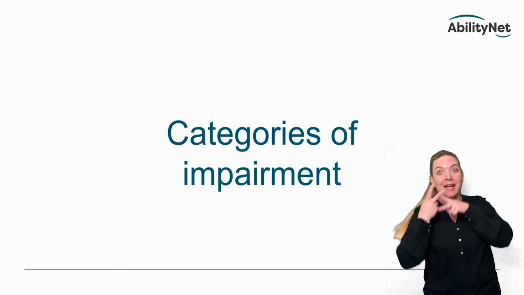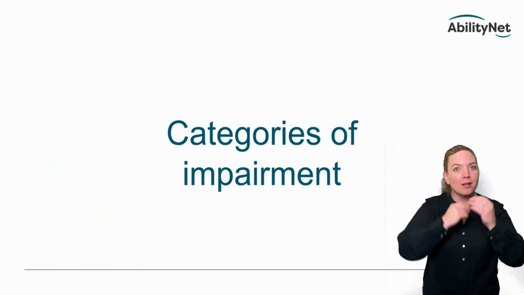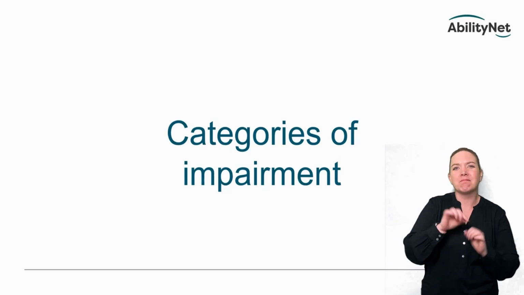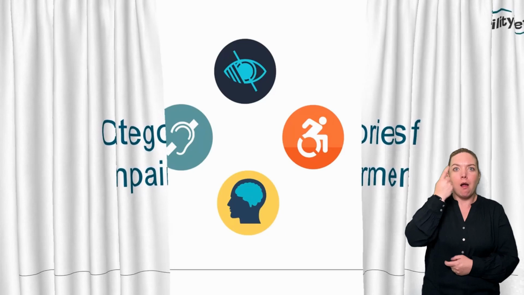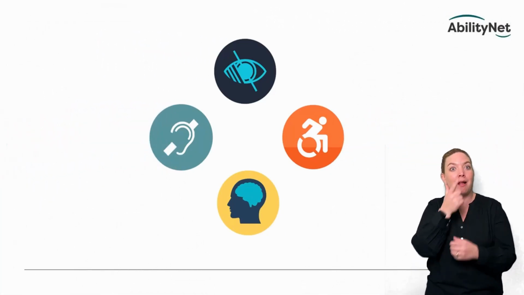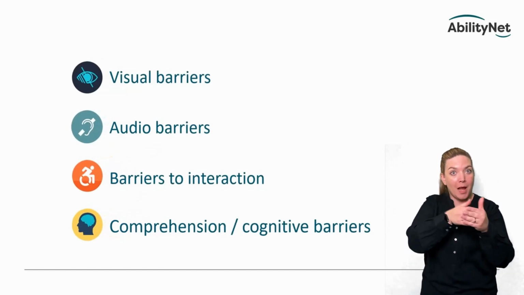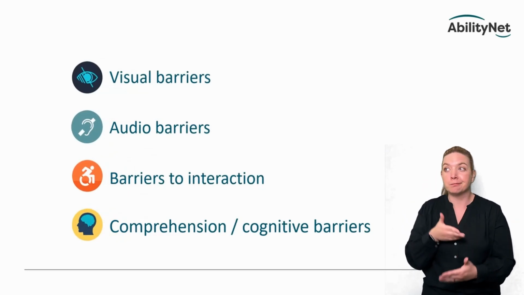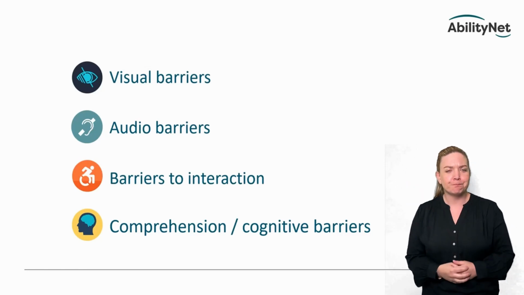Although in general we would seek to avoid labels and generalizations, when it comes to designing and creating accessible content and how people interact with digital platforms, grouping impairment types into categories can be helpful. Commonly used categories are visual barriers, audio barriers, barriers to interaction, comprehension or cognitive barriers.